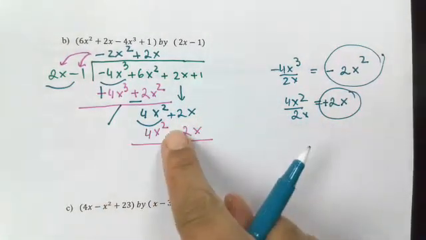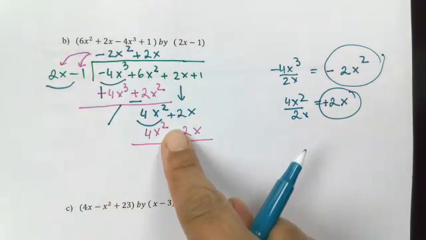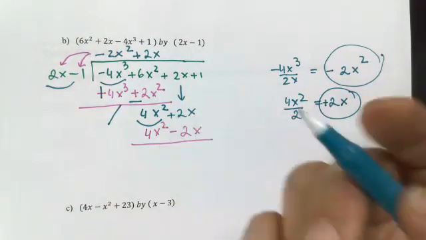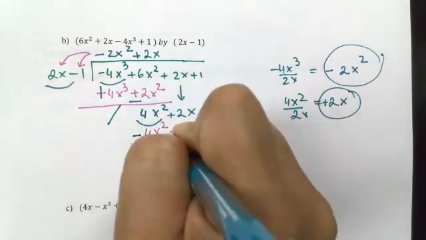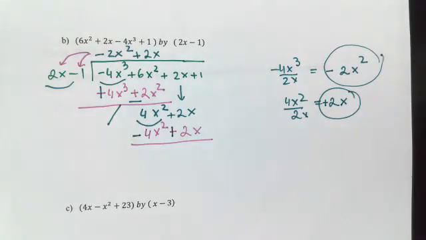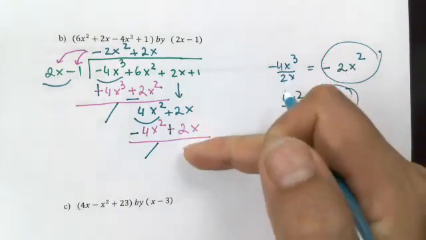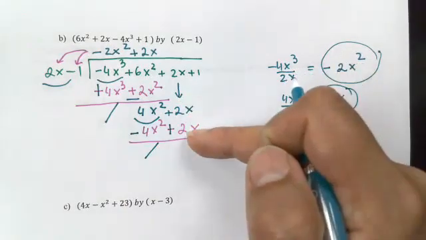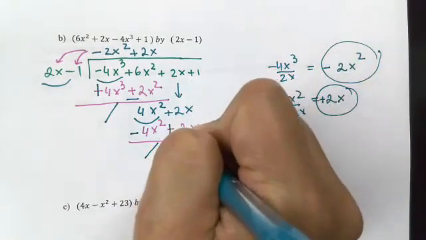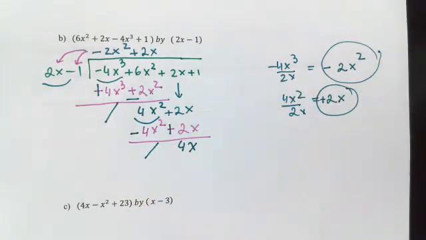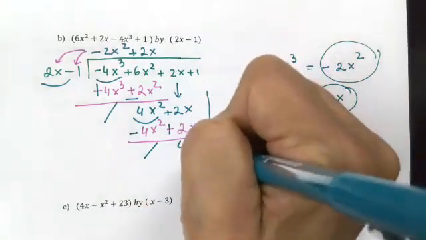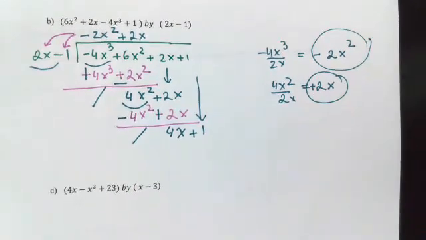Putting subtract a binomial, what does that do? Changes the signs, right? So here we have negative, here we have positive. Like terms together, nothing. Like terms together, 2 plus 2 is 4x. And last one is drop the 1.